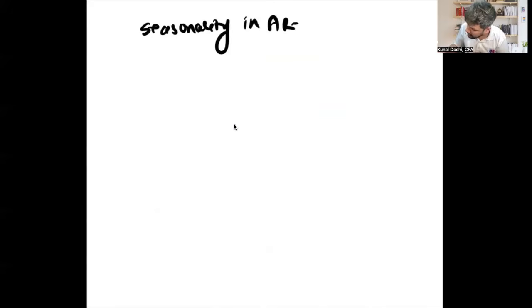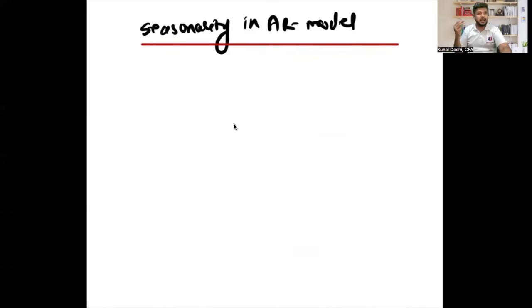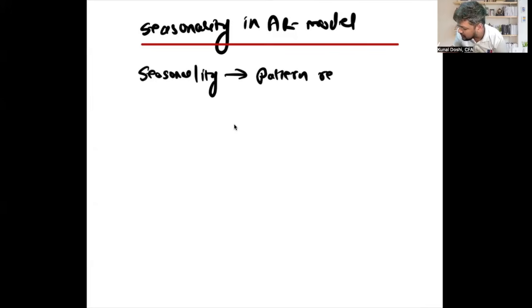Seasonality in an AR model happens when there is a pattern, and there is a pattern in the sales, right? Seasonality is when there is a pattern which is expected to repeat, or a pattern which is repeated.